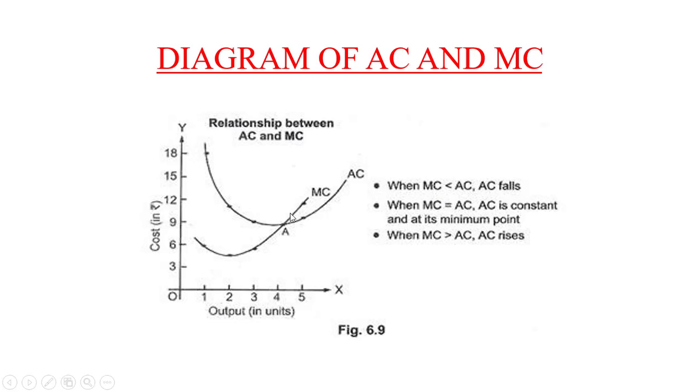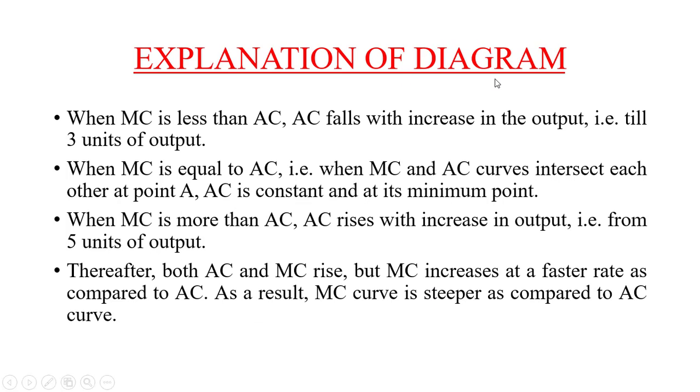When MC is less than AC, then it is falling down. That means AC is also falling. When MC and AC are intersecting, that means they are equal. When MC is higher, then AC is also increasing, and the curve is U-shaped. Okay, so hope this one is clear. Next is the explanation of the diagram. It is given here. You can read very clearly. Now it is saying the same thing.